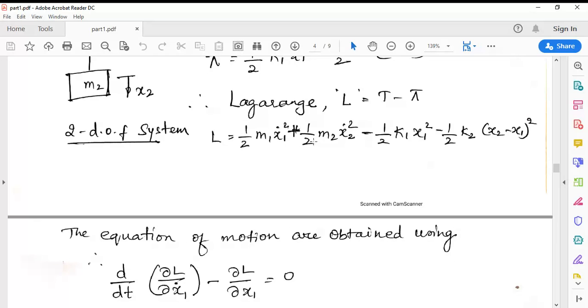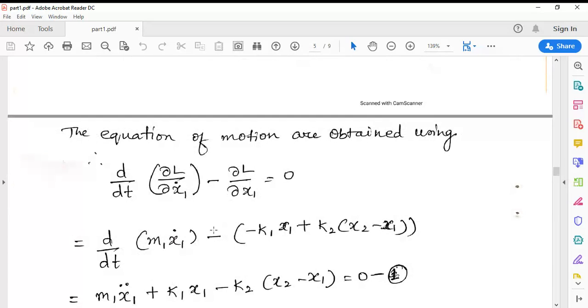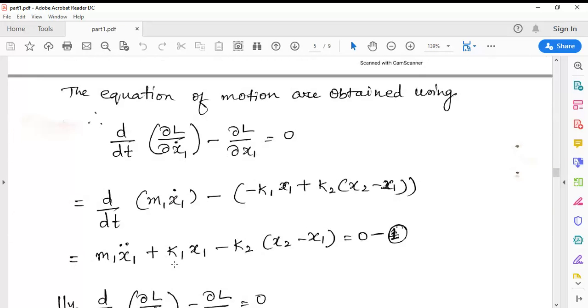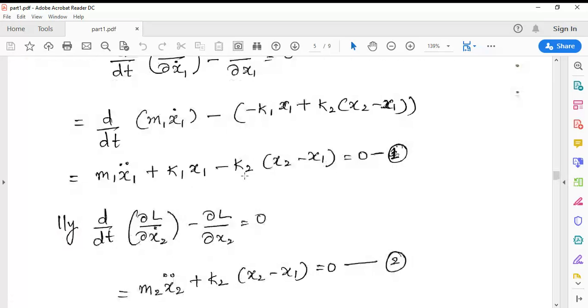Of course, x2 dot and x1 dot will not come into the picture here. Now if I do d by dt of m1 x1 dot, x1 dot is nothing but dx by dt, so it becomes x1 double dot, the derivative of velocity, that is the acceleration component. Similarly, simplification will lead to equation number 1.